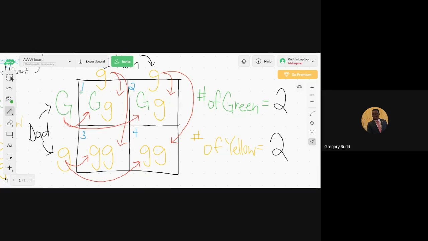Offspring number 1, which is in the top left box, has a dominant allele and a recessive allele. So because it has different alleles, 1 dominant and 1 recessive, offspring number 1 is what we call heterozygous. It's different. So it's a heterozygous offspring. Anytime you've got a heterozygous offspring, that offspring is going to express the dominant trait. So it becomes green.